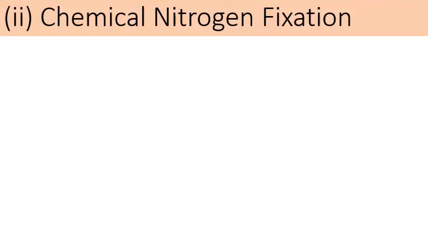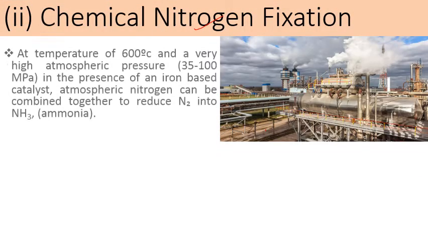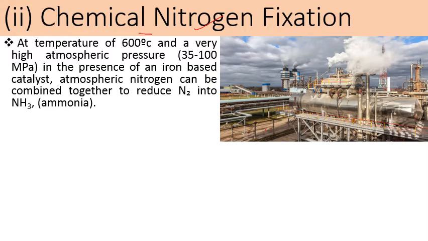Second method is the chemical nitrogen fixation. So at a temperature of 600 degrees Celsius and a very high atmospheric pressure, that is 35 to 100 megapascal, in the presence of an iron-based catalyst, atmospheric nitrogen can be combined together to reduce nitrogen into ammonia. So ये जो conditions हैं ये चाहिए industrial fixation के लिए. High temperature चाहिए, that is 600 degrees Celsius.